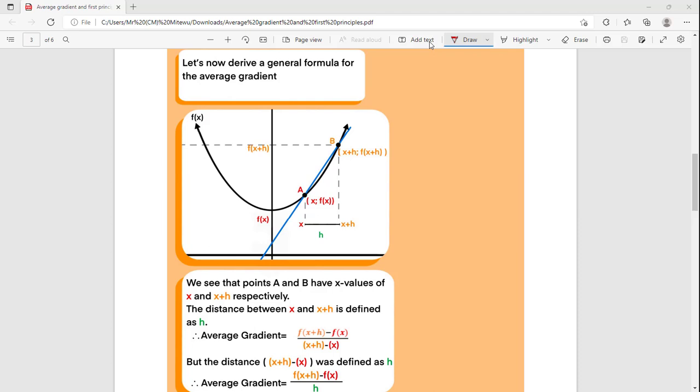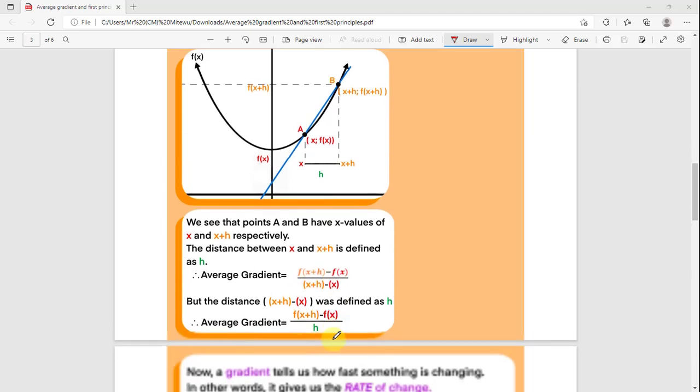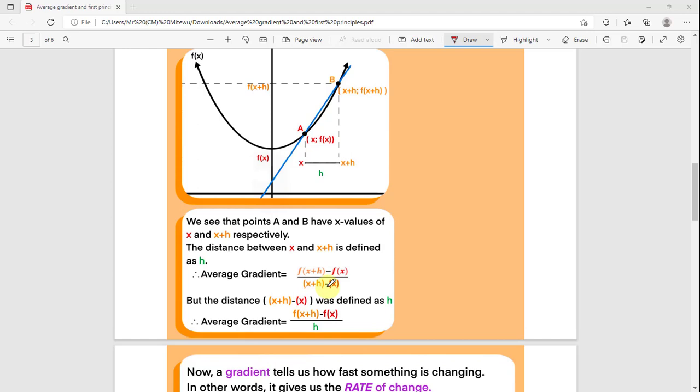So now I can just do the same gradient formula that we dealt with in the previous slide, but we're going to use it generally. So f of x plus h, because h could be anything, x could be anything. f of x plus h minus f of x, and then x plus h minus x. We simplify that, and then we find that the x's will cancel out, and we're just left with an h. So this is how we find the average gradient. This is the general formula.